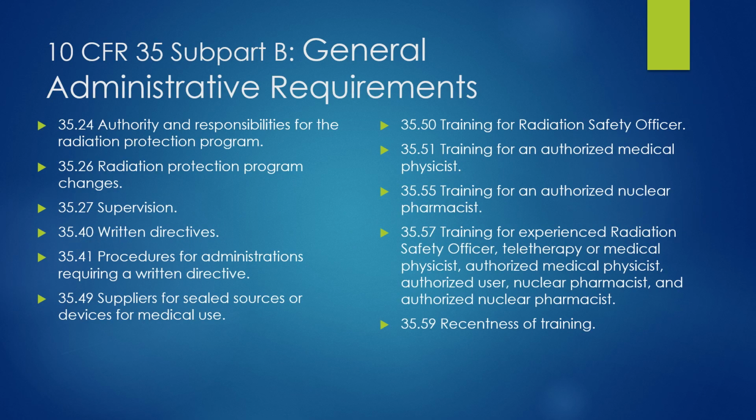So subpart B addresses the overall administrative requirements and oversight for facilities that have a license to use nuclear medicine or, you know, radiation for diagnostic or therapeutic purposes. And so the first part of that, 35.24, talks about the authority and responsibilities of the radiation safety program. Remember, earlier parts said that you had to have a radiation safety program. This is where it details who's in charge of that program, which the responsibilities always fall on the RSO and the authorized users at the end of the day. And then the radiation protection program changes: how to notify the NRC, who makes those changes, things like that. The next one is the overall supervision of the license and the radiation safety program.